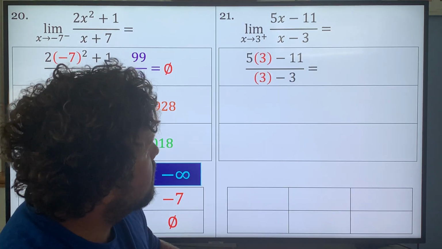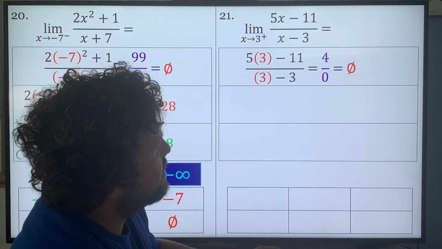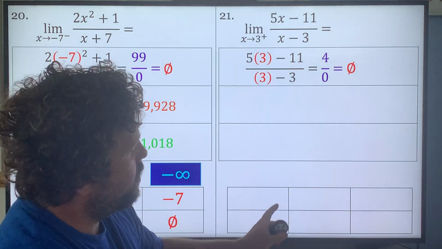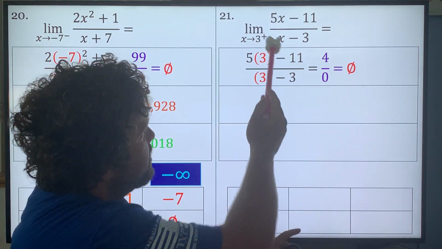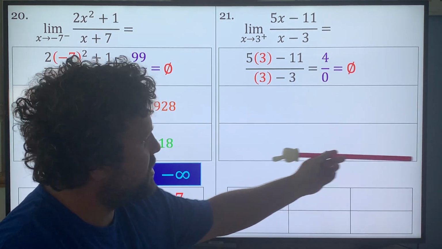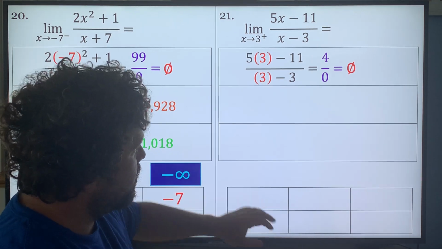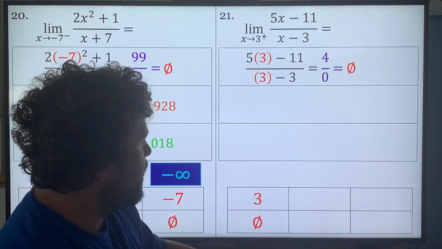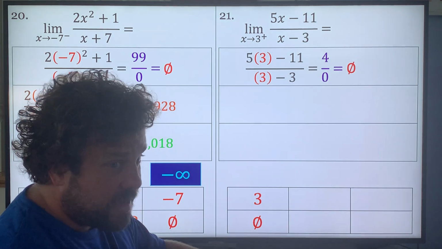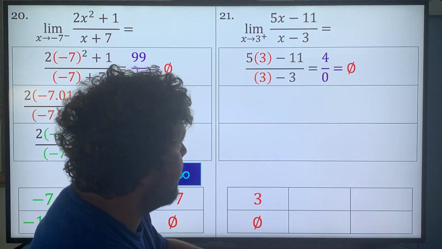Now 3 for the positive. First thing you do is you type in 3. 4 divided by 0 is undefined. So we have to make our table. Because this is coming from the positive side, it's coming from where I was just sitting and approaching here. So we're going to throw our 3 right here. And instead of subtracting a 100th and a 10th, we're going to add a 100th and add a 10th.